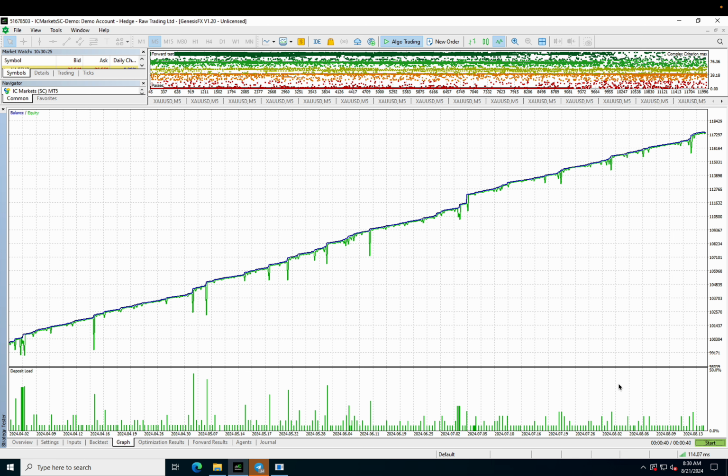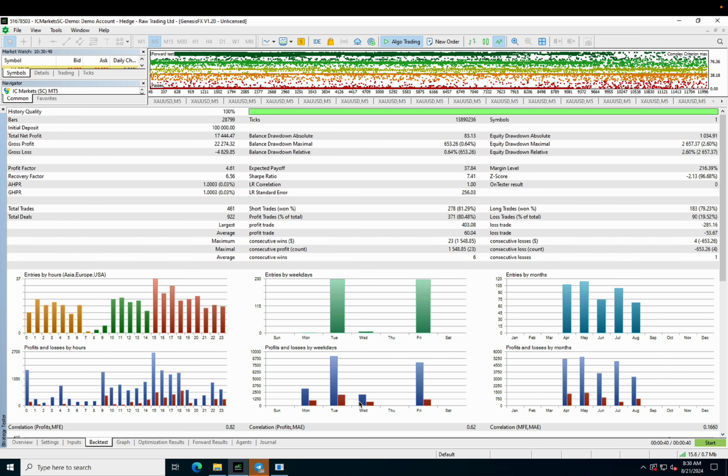Okay, now the backtest has finished. We can see a very, very nice linear equity curve. This means that profits are made steadily by the Genesis EA. If we look at the backtest results, during the period of 4.5 months, it's made over 17%, and the max drawdown is quite consistent with our previous backtest, at around 2.6%.